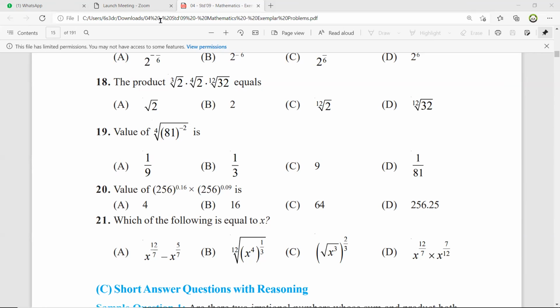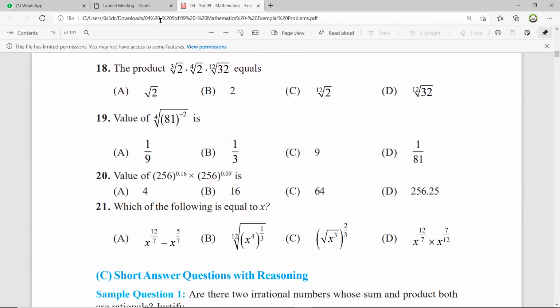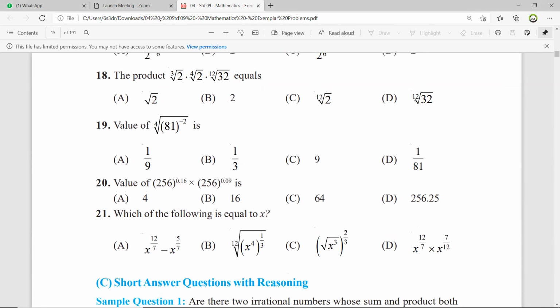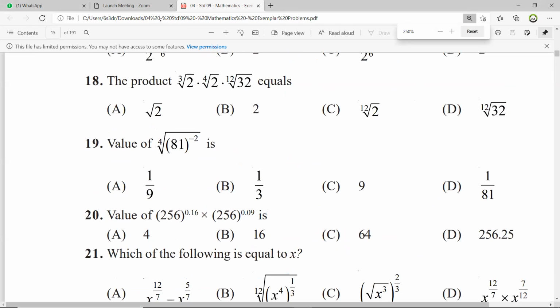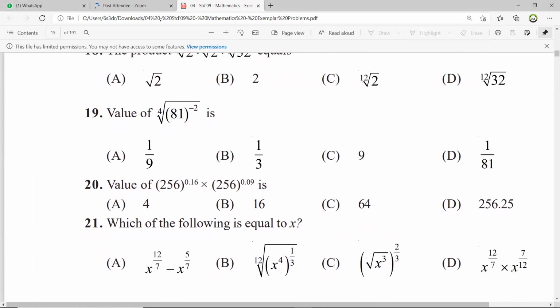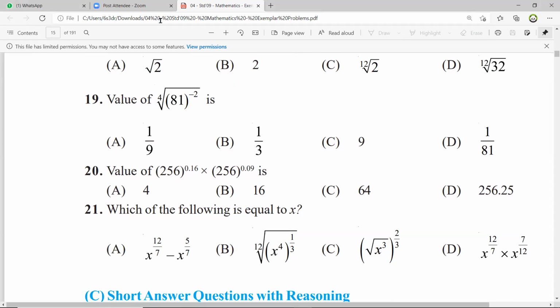Ma'am, it's 1/9. Okay, so you're saying 19th is A. Right, that's correct, Mridula. Hamna, did you get the same answer? Yes? Hamna, yes or no? Yes, ma'am. Okay, good. So next, 20.